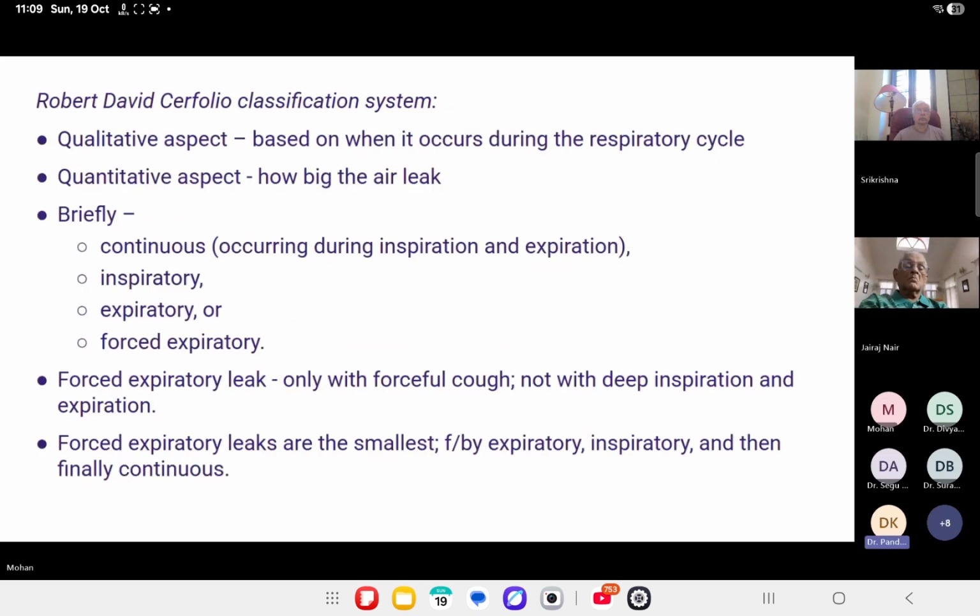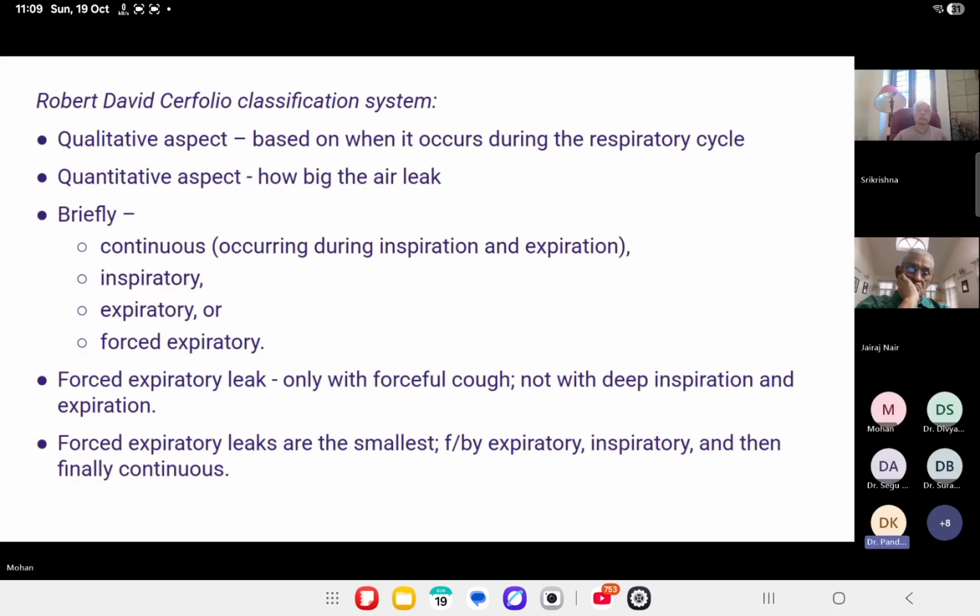Robert David Cerfolia classification system. It has both aspects, qualitative along with quantitative. The qualitative aspect is based on when the leak occurs during the respiratory cycle. That means, the same as we saw previously, continuous, inspiratory, expiratory, or forced expiratory.